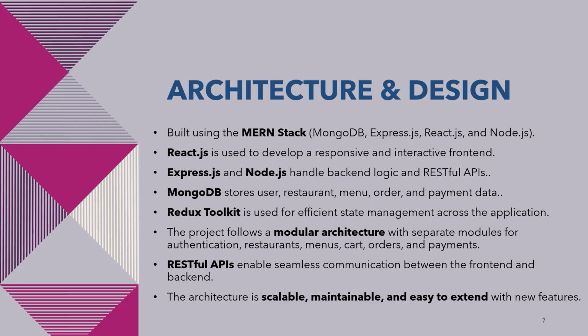MongoDB stores user accounts, restaurant information, menus, carts, orders, and payment records. JWT authentication is used to secure user login and protected routes. Cloudinary manages image uploads while Stripe securely processes online payments. This architecture makes the application scalable, maintainable, and easy to extend with additional features.